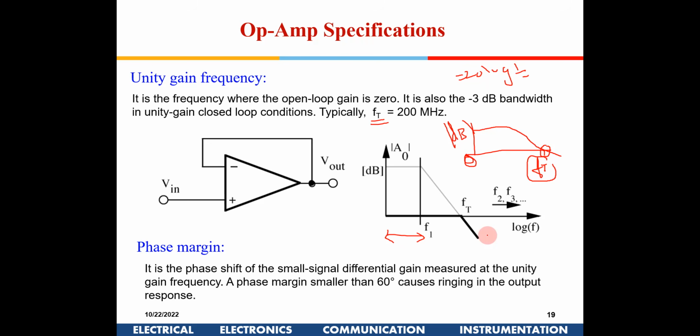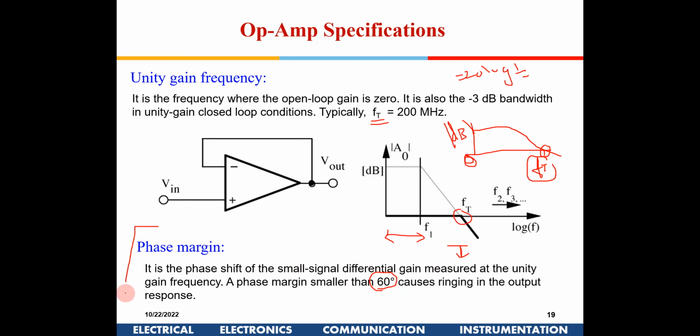Okay, so we will see the phase margin. Phase margin is also measured when the gain is 0 dB. What about the phase? If it is close to 180 degrees, it can result in oscillations. So how far the phase is from 180 degrees is known as the phase margin. Okay, so it has to be 60.